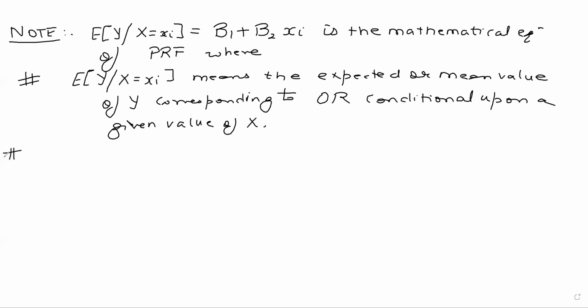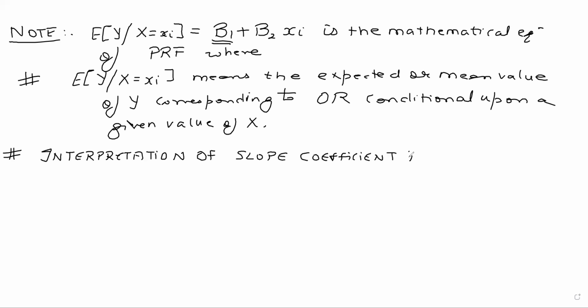Now all of us can write the interpretation of B2. How do I interpret B2? Guys, the intercept term has no economic meaning. Basically, what does B1 mean? It is the mean or the average value of y when xi is equal to 0. The intercept term has no economic meaning, but what is the interpretation of the slope coefficient B2?